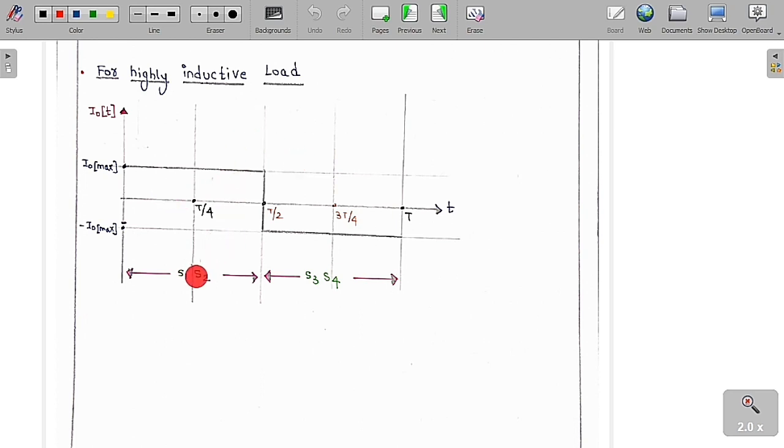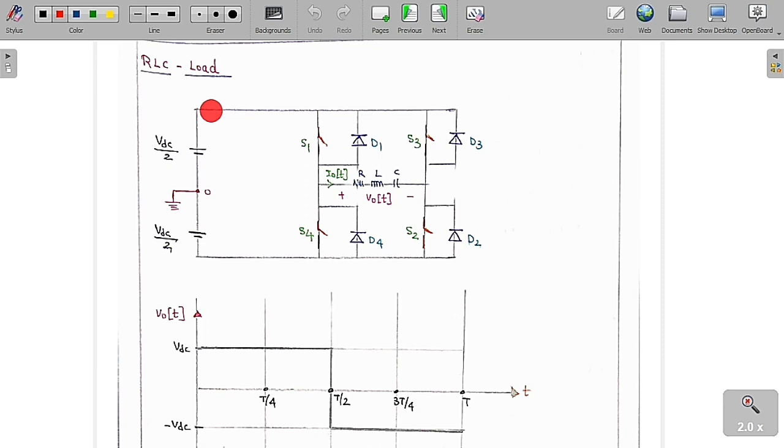So we can say that S1 and S2 are going to conduct, because in this range the output voltage is positive and the output current is also positive. If both are positive, it simply indicates that both S1 and S2 are on. Whereas in the remaining range, both the output voltage and the output current are negative. If both are negative, we can say S3 and S4 are on. So this is the output current diagram we are going to get whenever the load is highly inductive in nature. Special case of this RL.